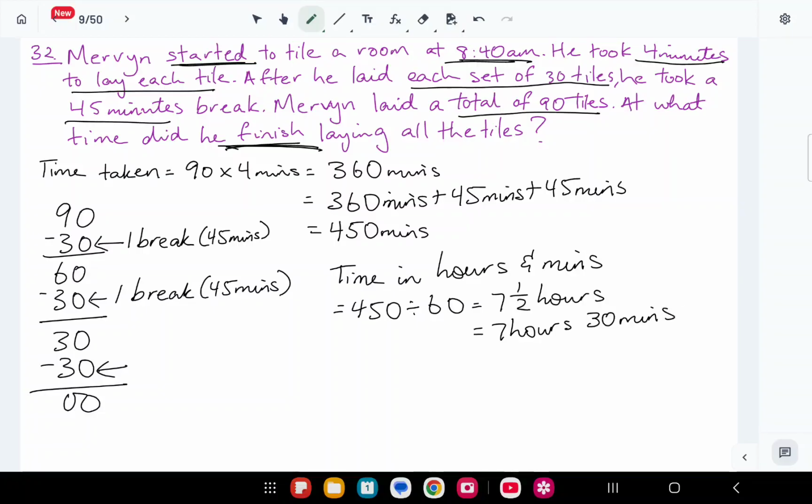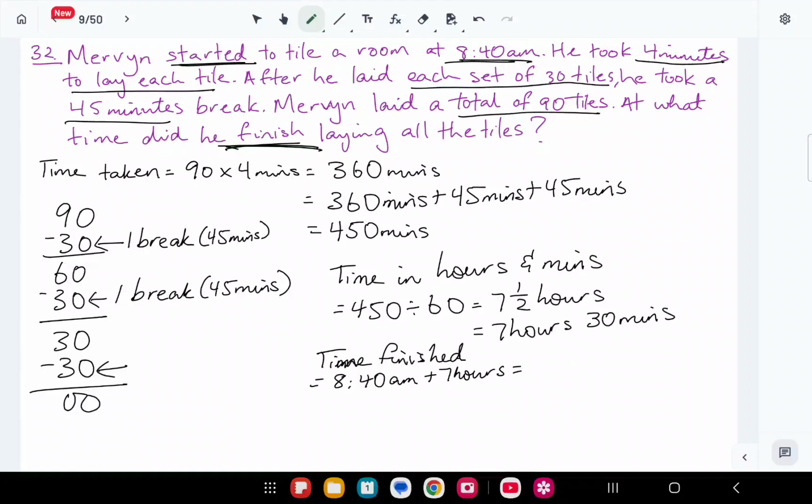So he started now at 8:40 a.m. Alright, so we're going to check the time he finished now. So time finished is equal to 8:40 a.m. plus 7 hours.